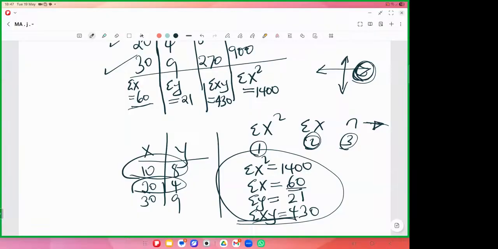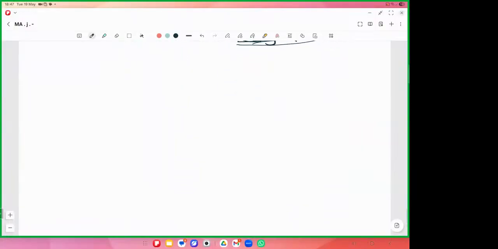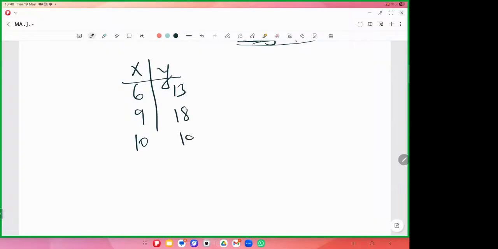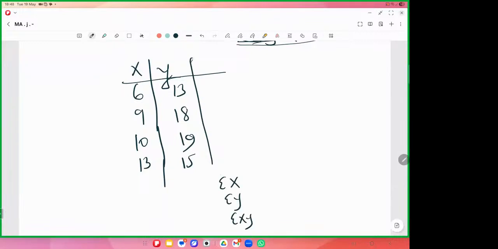Very good. So then what we shall do, all of us, ladies and gentlemen, we have here x, y: 6, 9, 10, 13 and 13, 18, 19. Allow me to add another one, 13 and 15. So all of us, we are now doing this example, and we want to get sum of x, sum of y, sum of xy, and the sum of x squared using it. And we shall move now slowly.